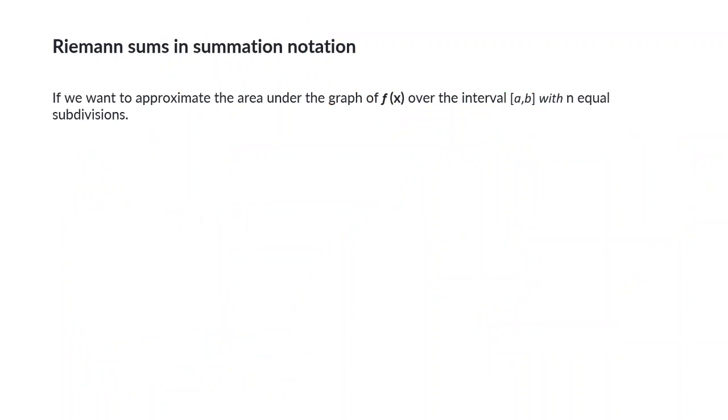Okay, so next let's summarize the steps. The first step is that we need to define delta x. That's very important, and delta x is (b minus a) divided by n.